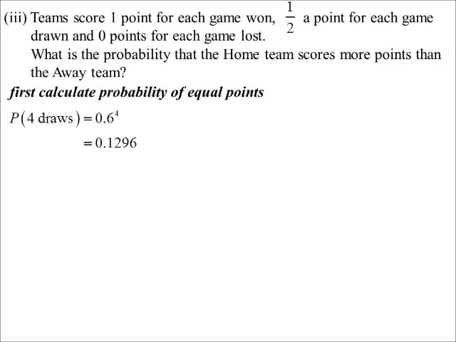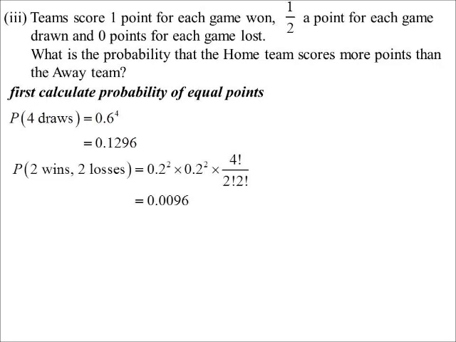Now, you get 1 point for a win, half a point for a draw, and no points for a loss. So what's the probability that the home team will score more points than the away team? First thing I'm going to do is calculate the probability of them getting the same number of points. Now, how could they get the same number of points? Well, all 4 games could be a draw, and then they would end up with the same number of points. So that would be 0.6 times 0.6 times 0.6 times 0.6. We get 0.1296.